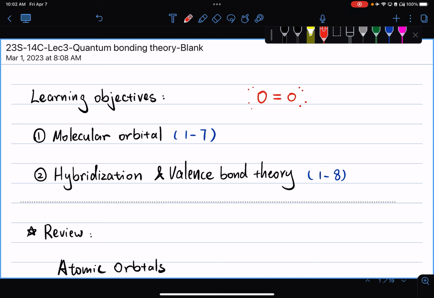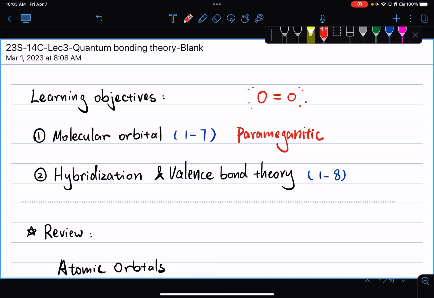However, when chemists actually take spectroscopy measurements of the oxygen molecule, we find out the oxygen molecule is a paramagnetic molecule. That means it has unpaired electrons in that molecule's bonding. So apparently classical bonding theory is not able to rationalize the paramagnetism that's observed in the oxygen molecule.